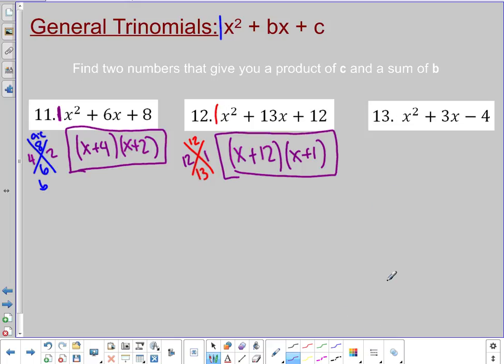Then the last one, again, there's a 1 in front here, so I can set up my factor x. This time it's a product of -4 and a sum of +3. That means I want the two factors 4 and -1. 4 times -1 is -4, 4 minus 1 is 3. So my two factors are x plus 4 and x minus 1.